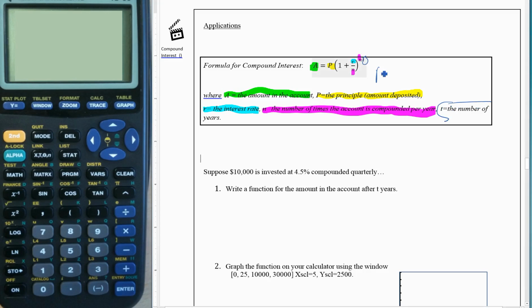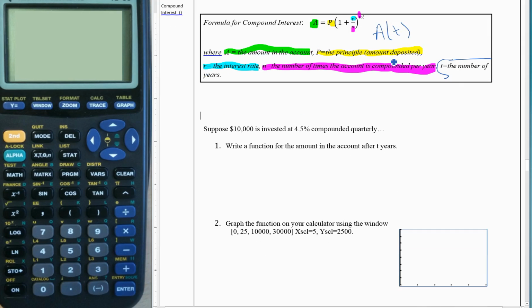Okay, so we'll call this A of T. T will be like our X. Okay, so here it says, suppose that $10,000 is invested at 4.5% compounded quarterly. Let's first talk about what all of this means. So $10,000, that's how much is originally deposited. That's going to be our principal. The 4.5, that's our interest rate, but we need to turn that into a decimal. So we're going to move the decimal point 2 places to the left, so R is 0.045.